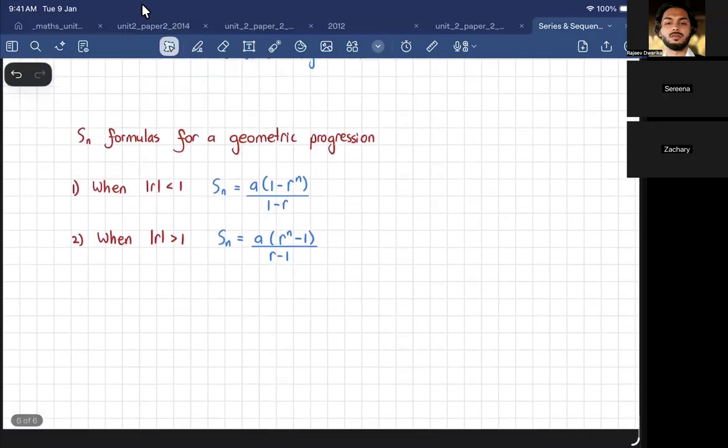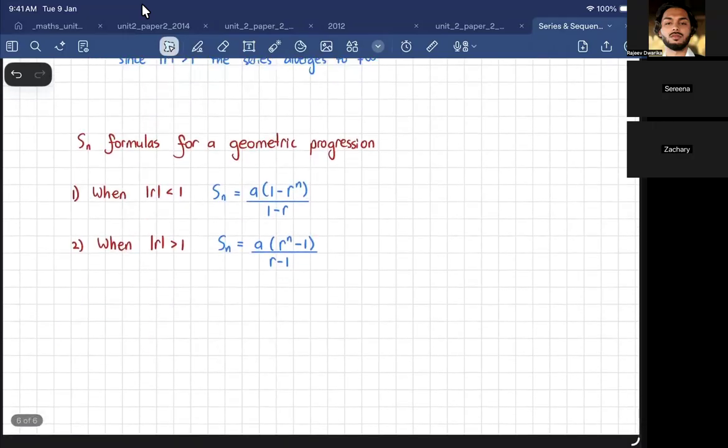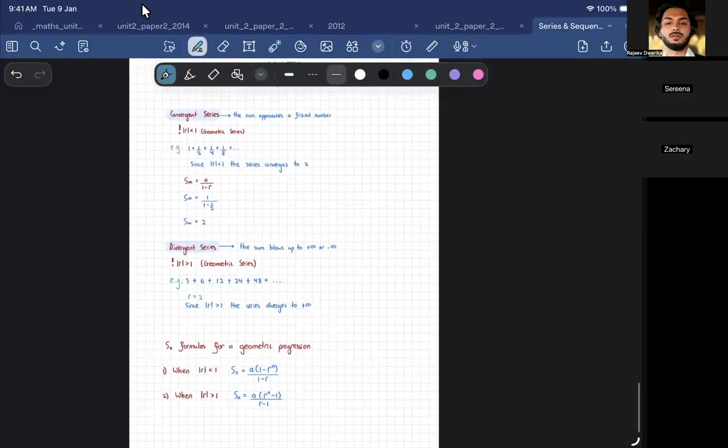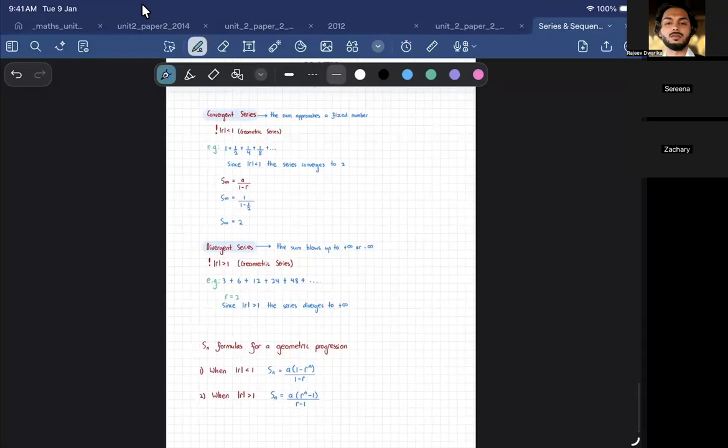Do you guys remember the S of infinity formula? The sum to infinity for a geometric progression? Yes, sir. All right, nice. That's a all over 1 minus r.